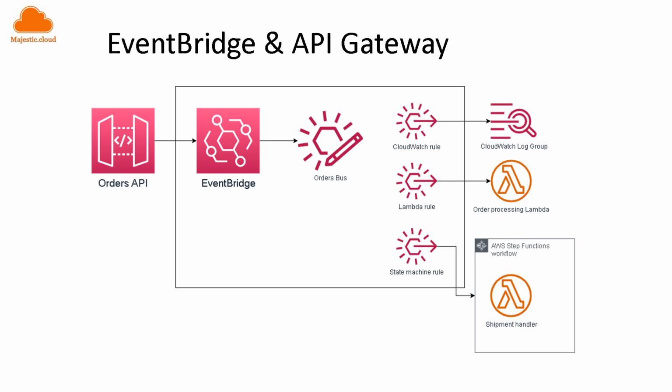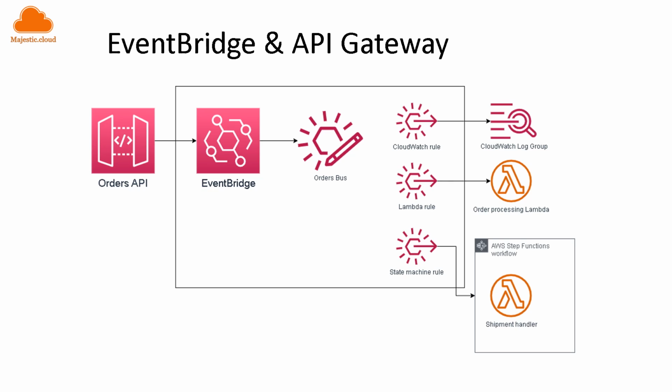So what we need is the following. We are going to create a custom event bus. This will receive the orders in the form of events. Then some rules that will determine which targets will receive our events. First, a CloudWatch events rule, this will forward all events to a CloudWatch log group for analysis. A second, Lambda function rule, this one will forward our order event to a processing Lambda function. In a real world situation, this should process the order.